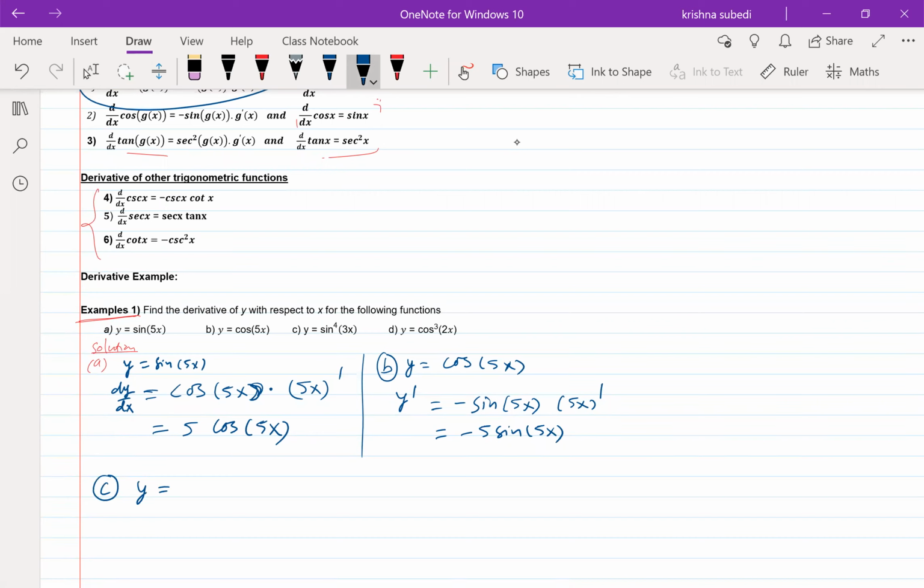And let's look at part C. y equals sine 3x raised to the power 4. This one is a little tricky, guys. Part C is a little tricky. First of all, you need to rewrite this because this means sine 3x whole power 4. Okay, first of all, you need to know that.